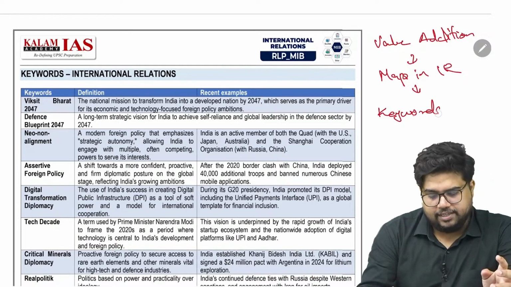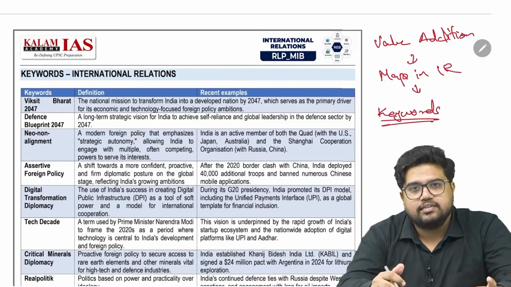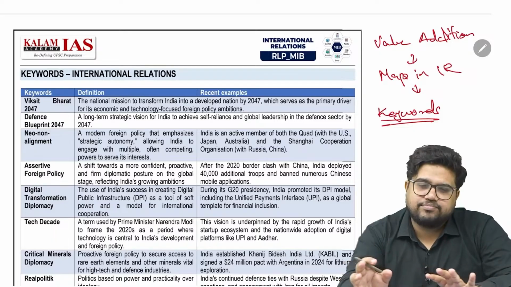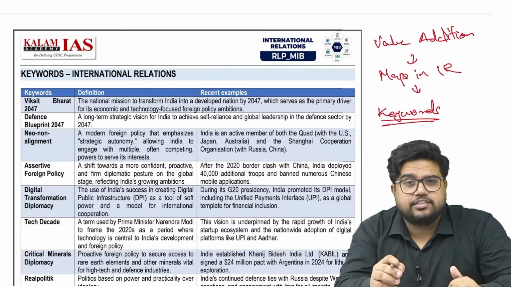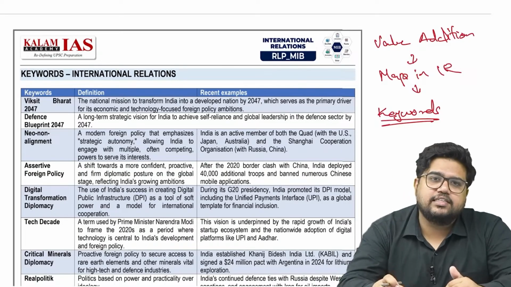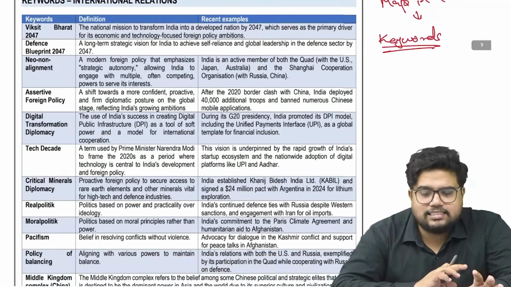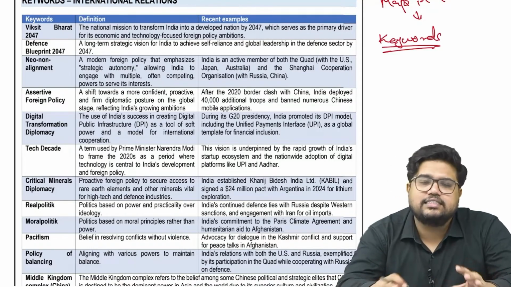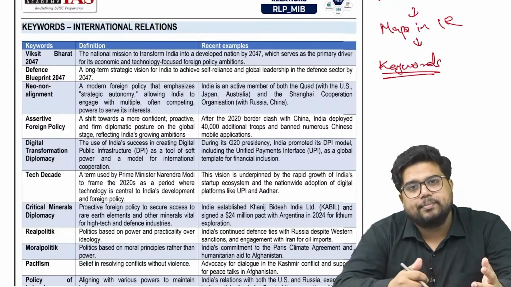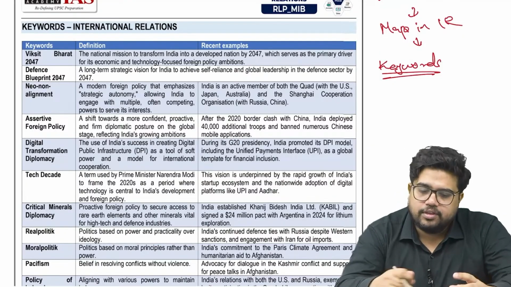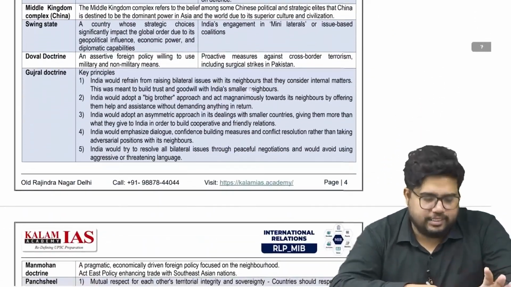There are specific keywords related to every country. India-US relations, or India-West Asia relations, or India-Central Asia relations. There are specific keywords related to each of these countries, and we have extensively covered this, taken this from the newspapers and collected it for you, and this will make your life much easier.